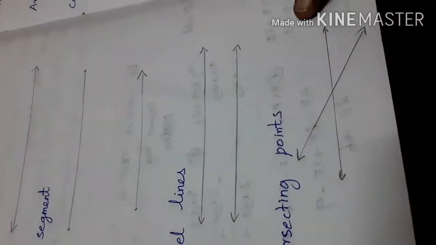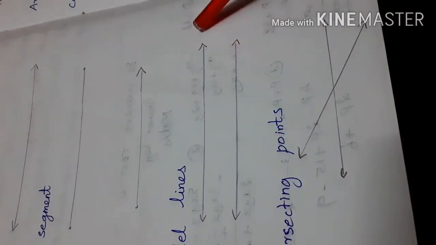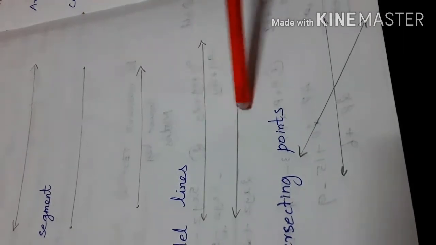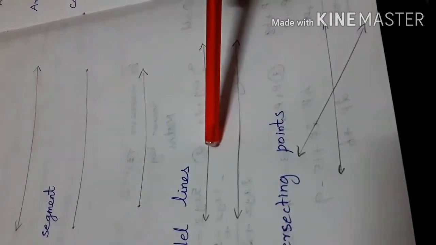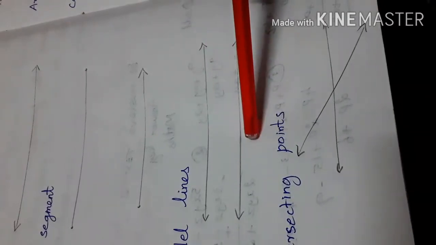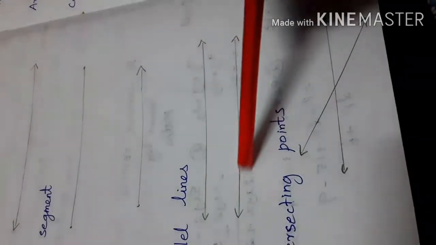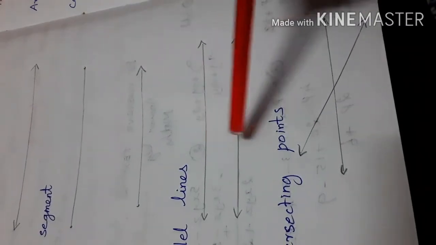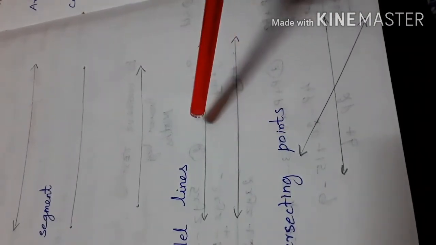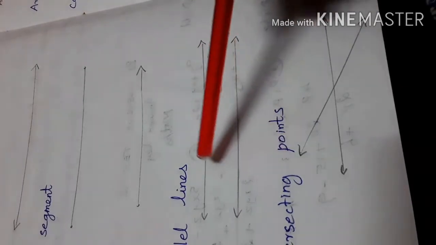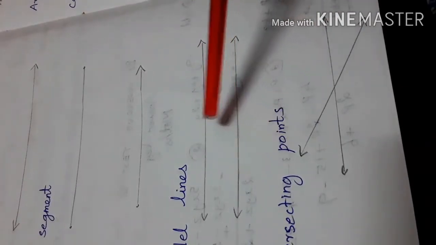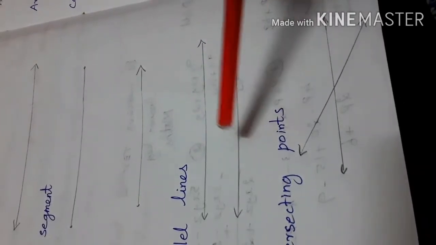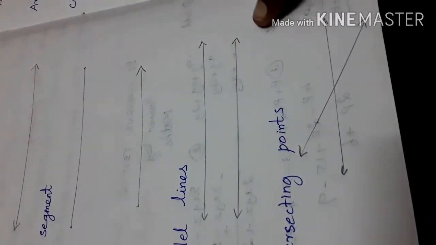Next, parallel lines. So what are parallel lines? Two lines that never intersect each other. This line will not intersect another line. They go the same way. For example, a railway track. The parallel lines example is a railway track. Both tracks will not intersect. The parallel lines will not intersect each other. It is called parallel lines.